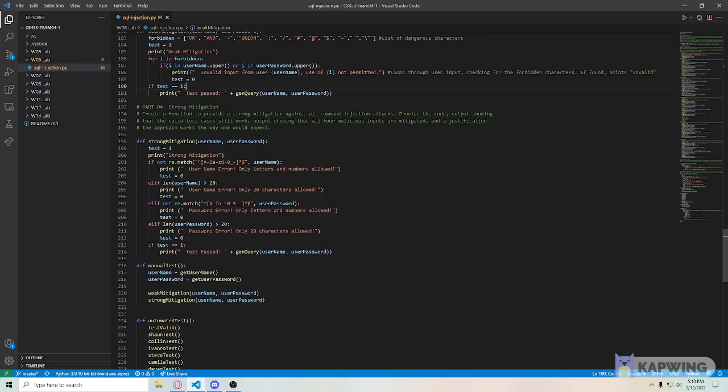Second, our strong mitigation function. It requires even more characters that are not allowed, and it also does not allow characters to be over 20 for each input. So that's for the username and for the password. Now we're going to launch our test cases.